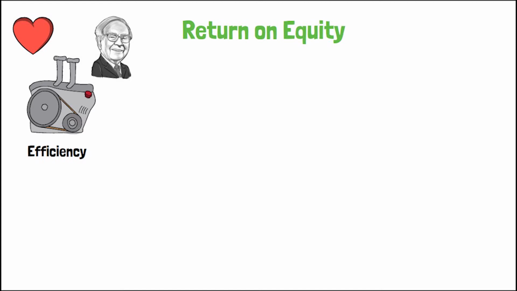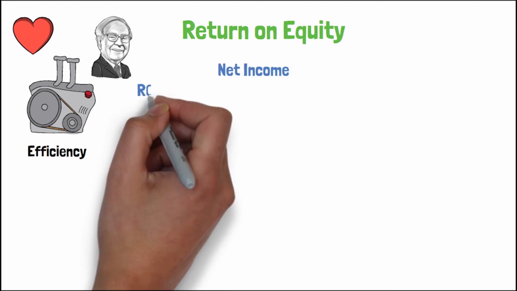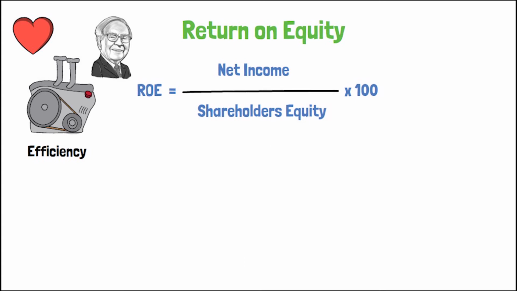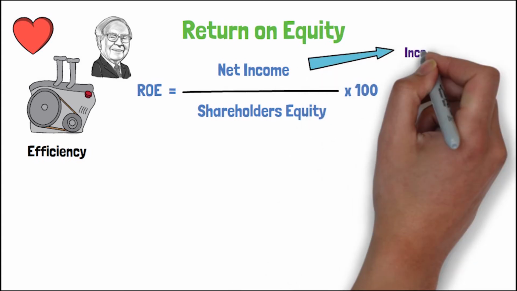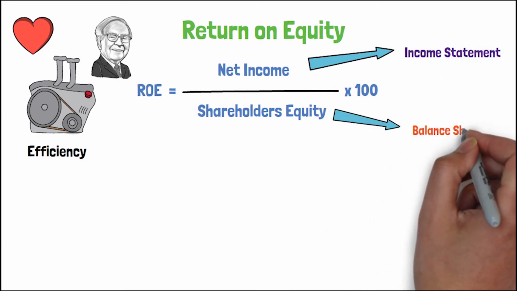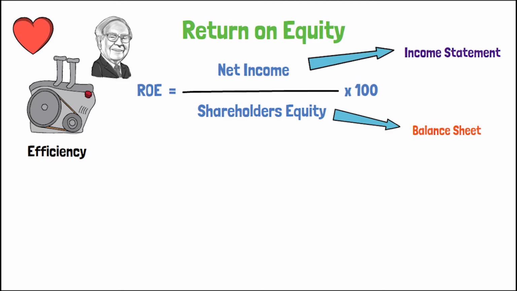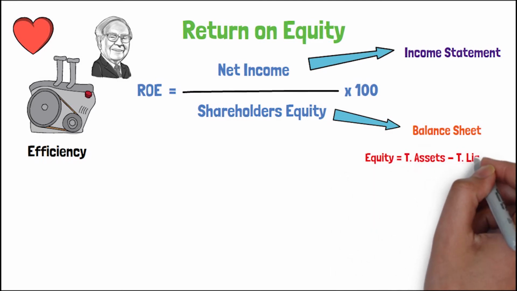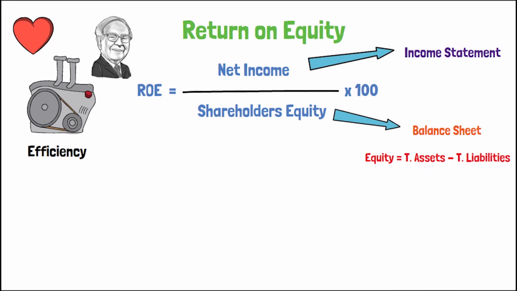In order to find the ROE, short for return on equity, we need to divide the company's net income by its shareholders' equity. We can see the net income on the income statement and we find the shareholders' equity on the balance sheet. As we learned in the last video, the equity is always given on the balance sheet and is calculated by subtracting the total liabilities from the total assets.